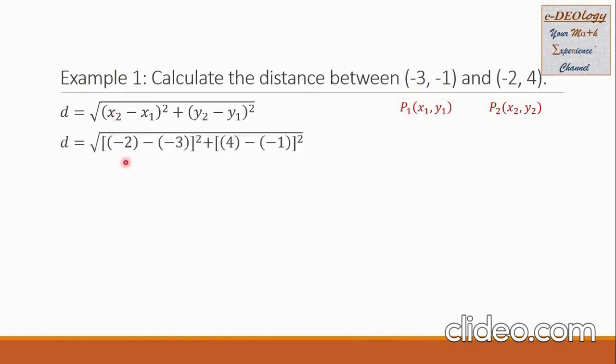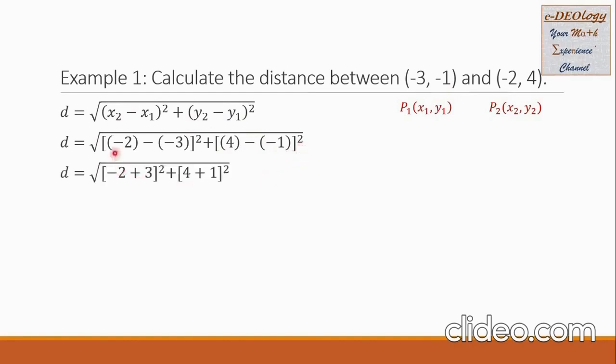Our x sub 2 is -2, then minus the x sub 1, which is -3. This group is now squared, and then plus the y sub 2 is +4, then minus y sub 1 is -1. This group is squared. Then let us simplify further.